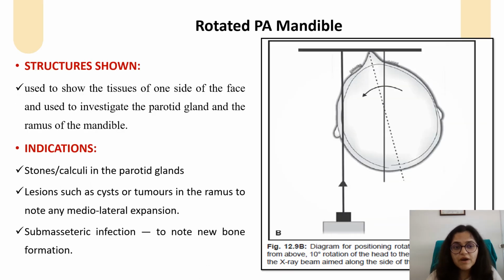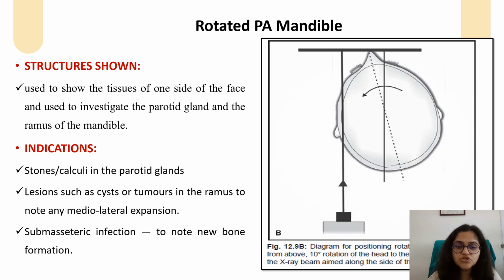Next is the rotated PA mandible. It is used to show the tissue of one side of the face and to investigate the parotid gland and the ramus of the mandible. Indication: any stone or calculi in the parotid gland. As we said about the structures shown, one of the structures well appreciated in this radiograph is the parotid gland. So the indication is for any calculi or stone present in the salivary gland.